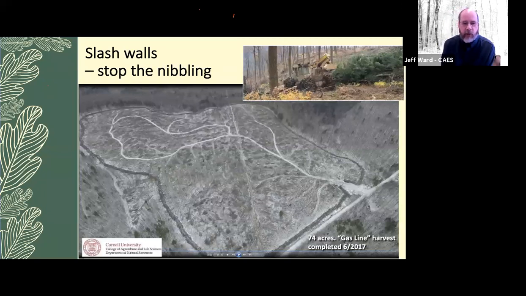Rabbits like using the slash walls as habitats. Some of you might have put in rabbitat, where you did a clear cut surrounded by brush piles. Well, this is just one long linear brush pile. So everybody in the world can get in except deer.